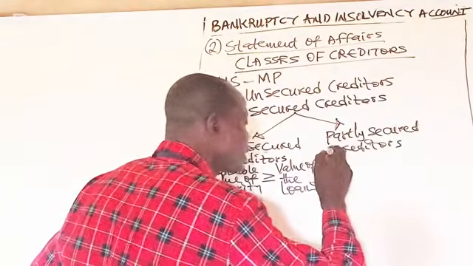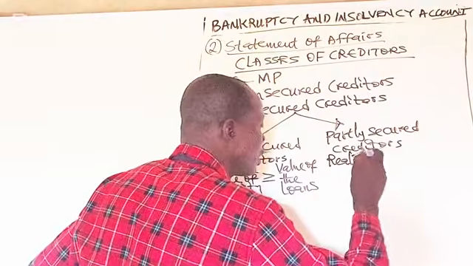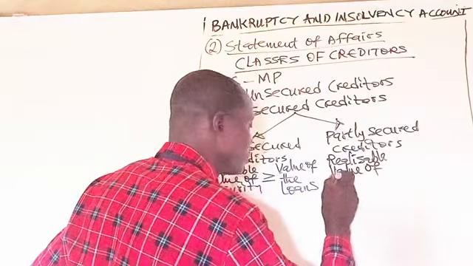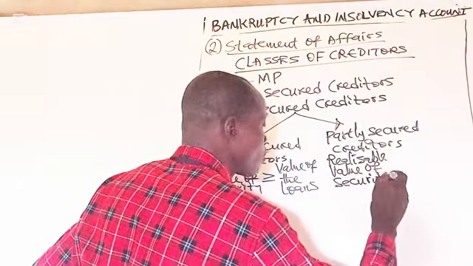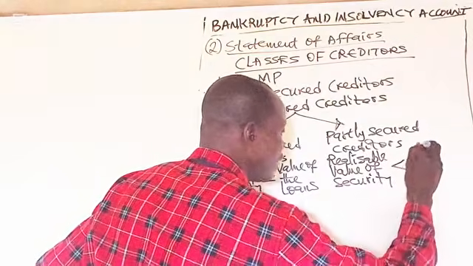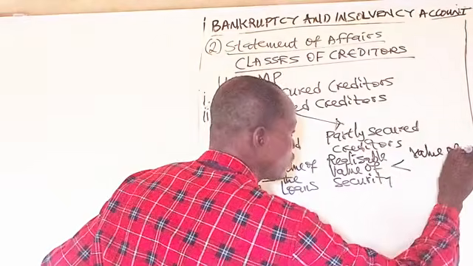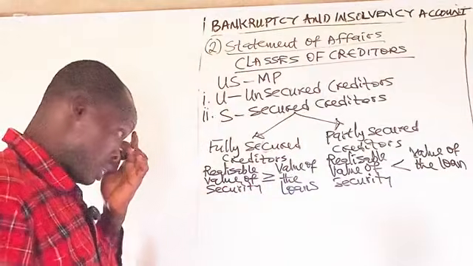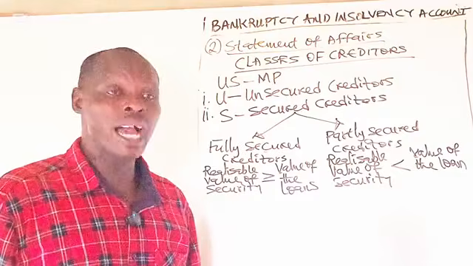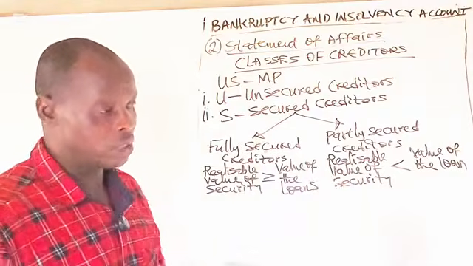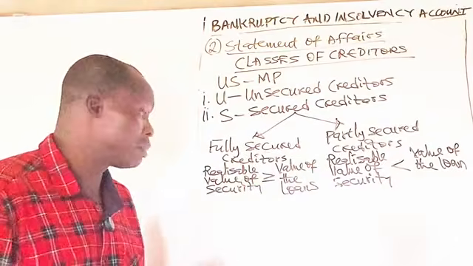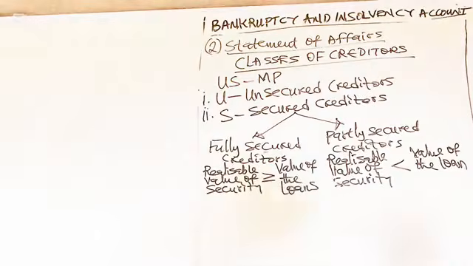But for the partly secured creditors, the realizable value of security is less than the value of the loan. That means the amount of the loan obtained is more than the value of the asset used as security. I've told you, you don't use the book value. What you should always consider is the realizable value of the assets used as security.